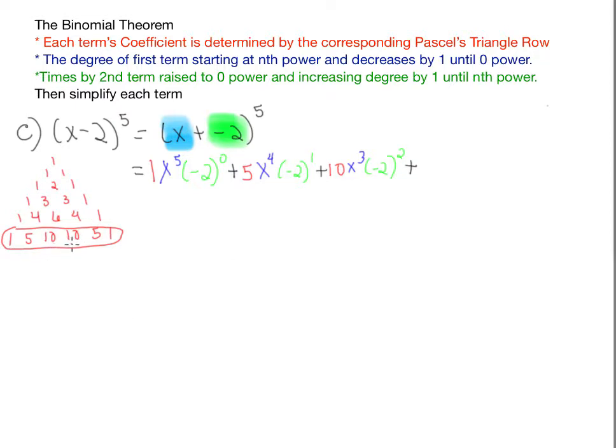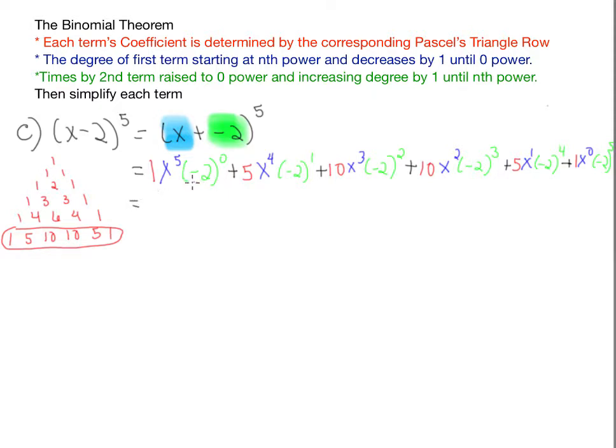fourth term in this row of Pascal's triangle, which is also 10, times our first term in the binomial, which is x squared, times our second term, negative 2 to the 3rd degree, plus our fifth term in Pascal's triangle, which is 5, times x, times negative 2 to the 4th degree. Our final term I'm going to try to fit in over here is going to be plus 1 from Pascal's triangle, times x to the 0 power, times negative 2 raised to the 5th power.